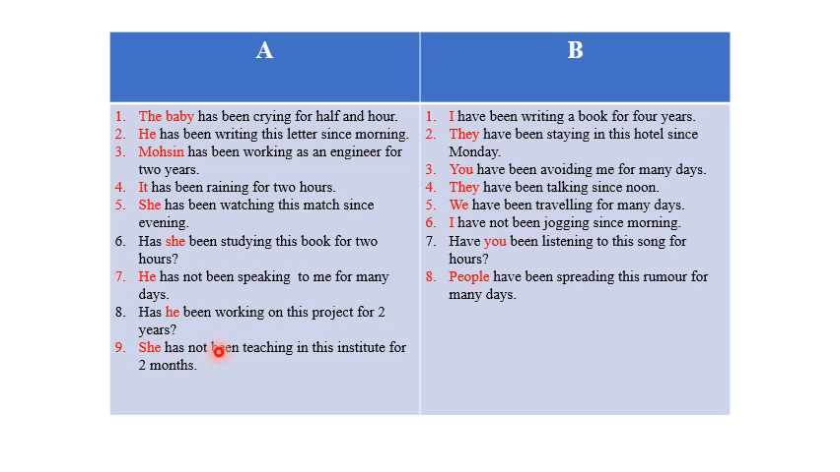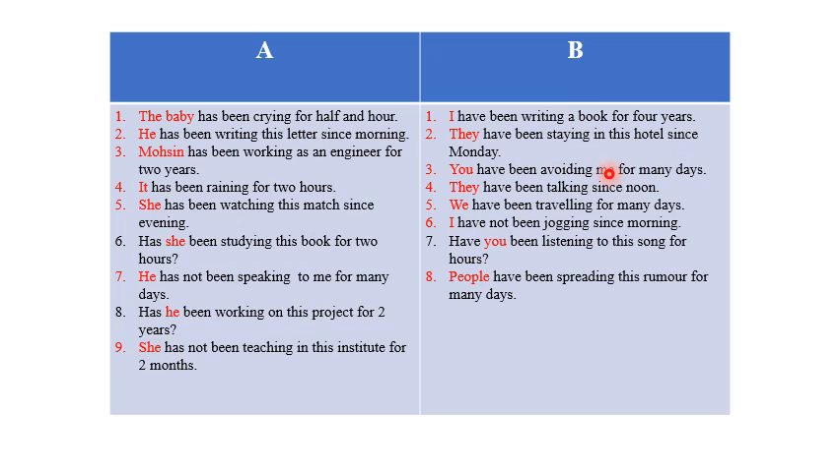Has he been working on this project for 2 years? Again, has is at the beginning, and then the subject and been working. She has not been teaching in this institute for 2 months. Again, has not. We have put not after has. So this column belongs to the singular subjects, and the singular subjects take has after them, and then there is been and first form of the verb and ing.